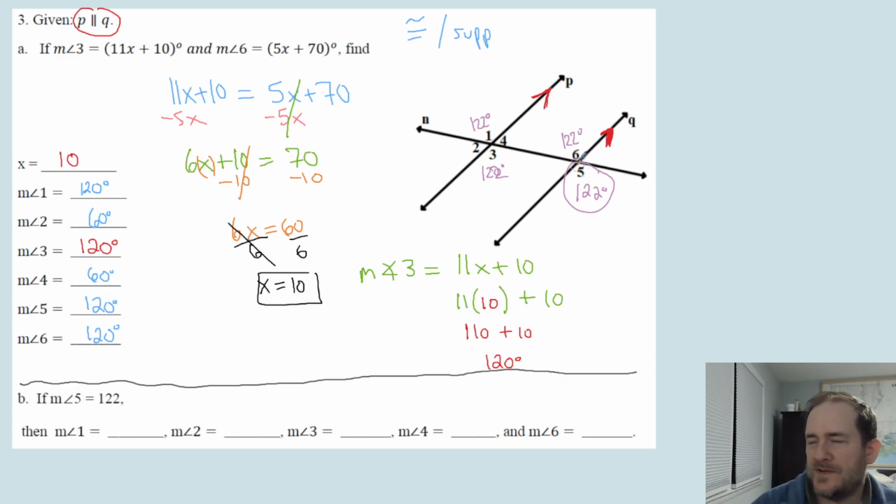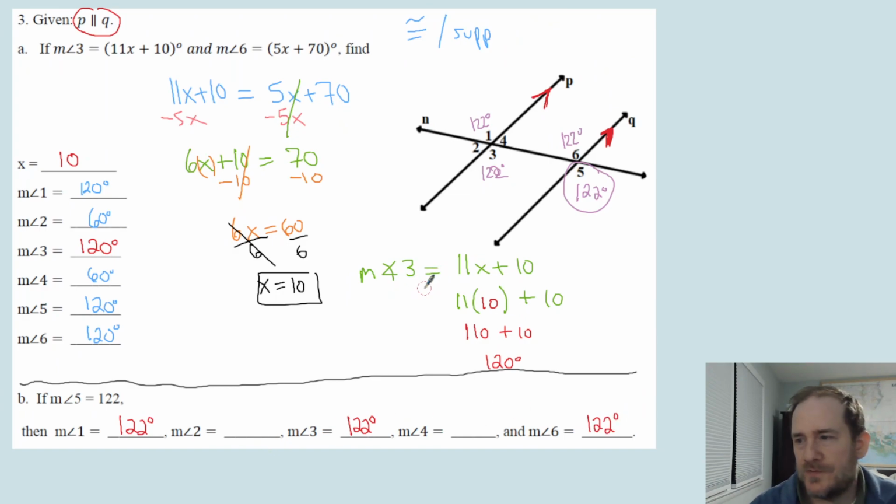We know that 5 and 6 are the same because they're vertical. 5 and 3 are the same because they're corresponding. 5 and 1 are the same because they're alternate exteriors. So we already know all of those angles are the same. So 1 is 122. 2, well 2 is going to be acute, but 3 is 122. 4 is something else, but 6 is 122.